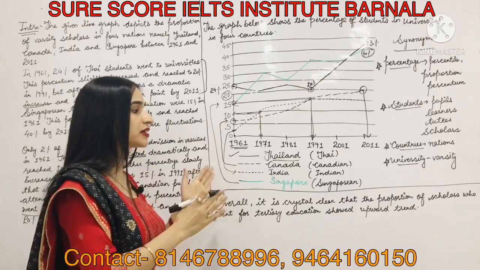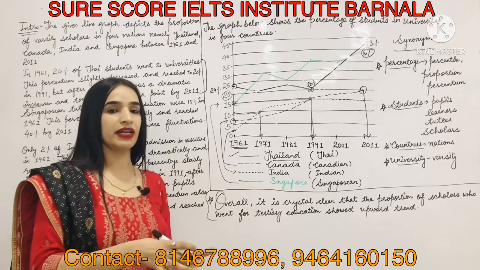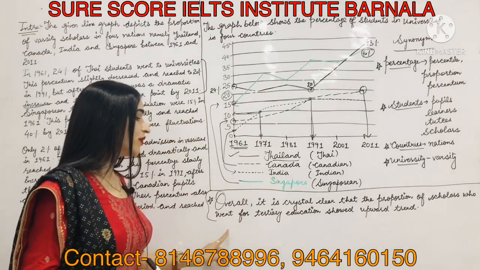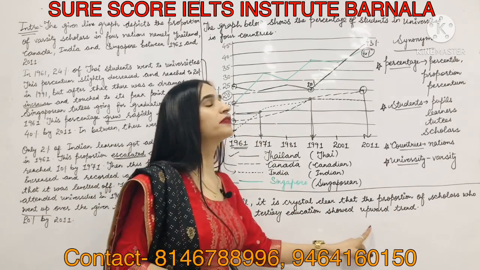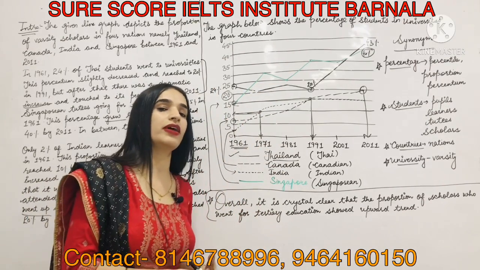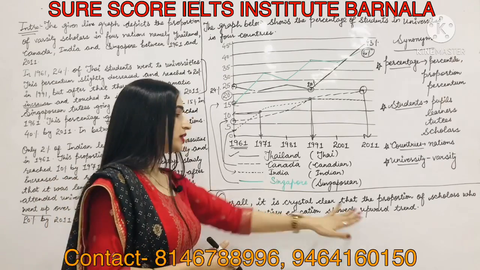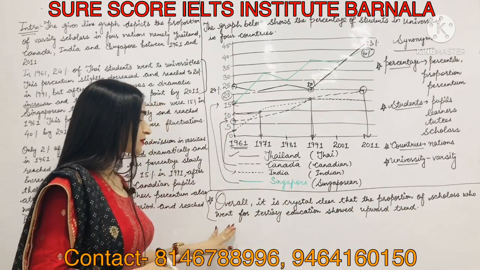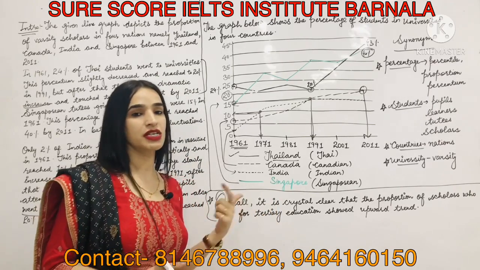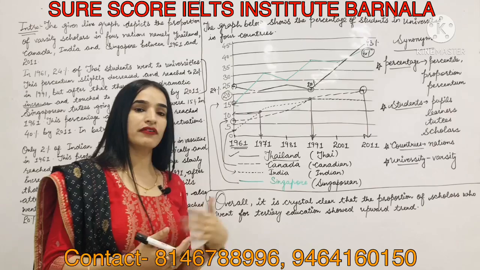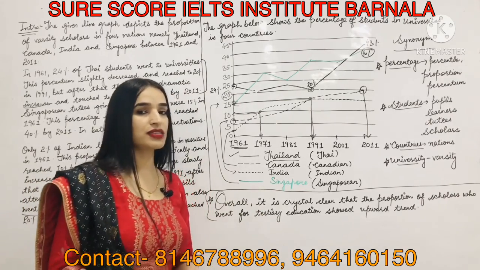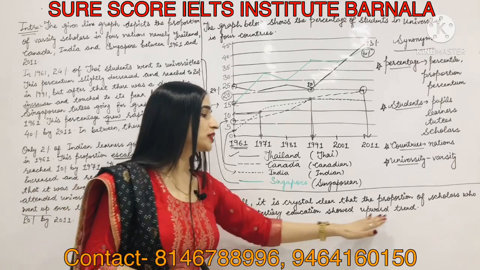So that means all four groups of students from different countries showed an upward trend, right? So overall it is crystal clear that the proportion of scholars who went for tertiary education showed the upward trend, because we checked all of them and the trend in all of them was upward. So we can write here that the proportion of students who enrolled in university, tertiary education. What is the meaning of tertiary education? Tertiary education means graduation. Understood? If they are enrolled in university, that means they are pursuing graduation or tertiary education, right? Or show the upward trend.